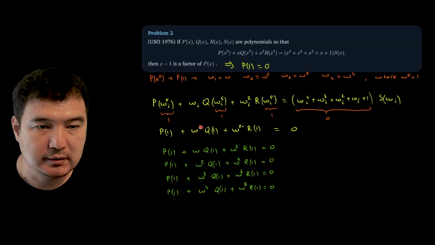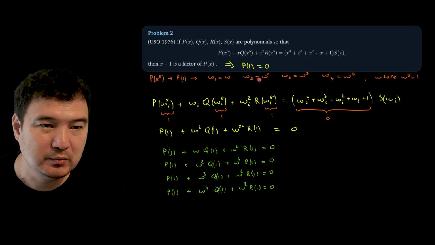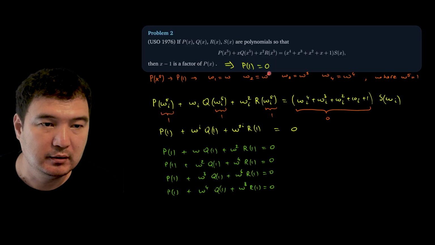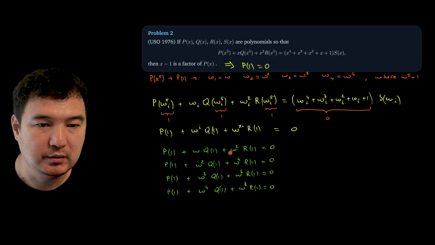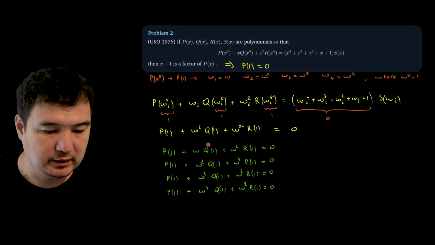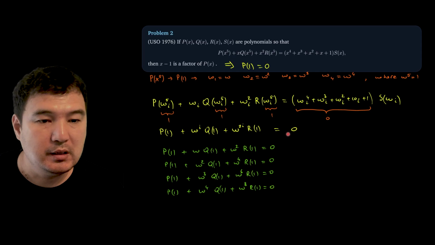So omega i. As you can see, omega 2 is basically omega squared. So instead of writing omega 2, I will write omega squared, omega cubed, omega 4. In that way, I'll have only one unknown. So that's the idea.